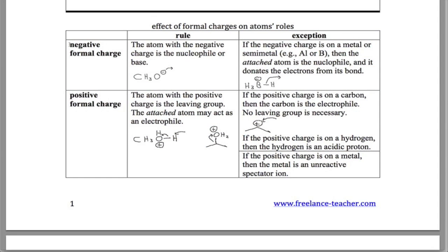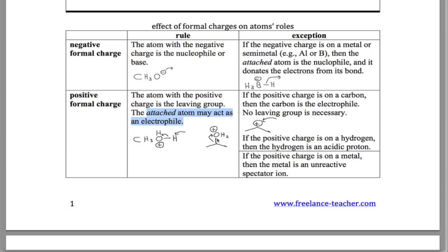When an atom has a negative formal charge, what role does it usually play? Nucleophile. An atom with a negative charge is the nucleophile, like in this example. However, exception: if the negative charge is on a metal or a semi-metal, then the attached atom is the nucleophile, and it donates the electrons from its bonds. And here's the other pattern. When an atom has a positive formal charge, most atoms with positive formal charges play what role? Leaving group. Good. And it's usually the attached atom that's the electrophile.